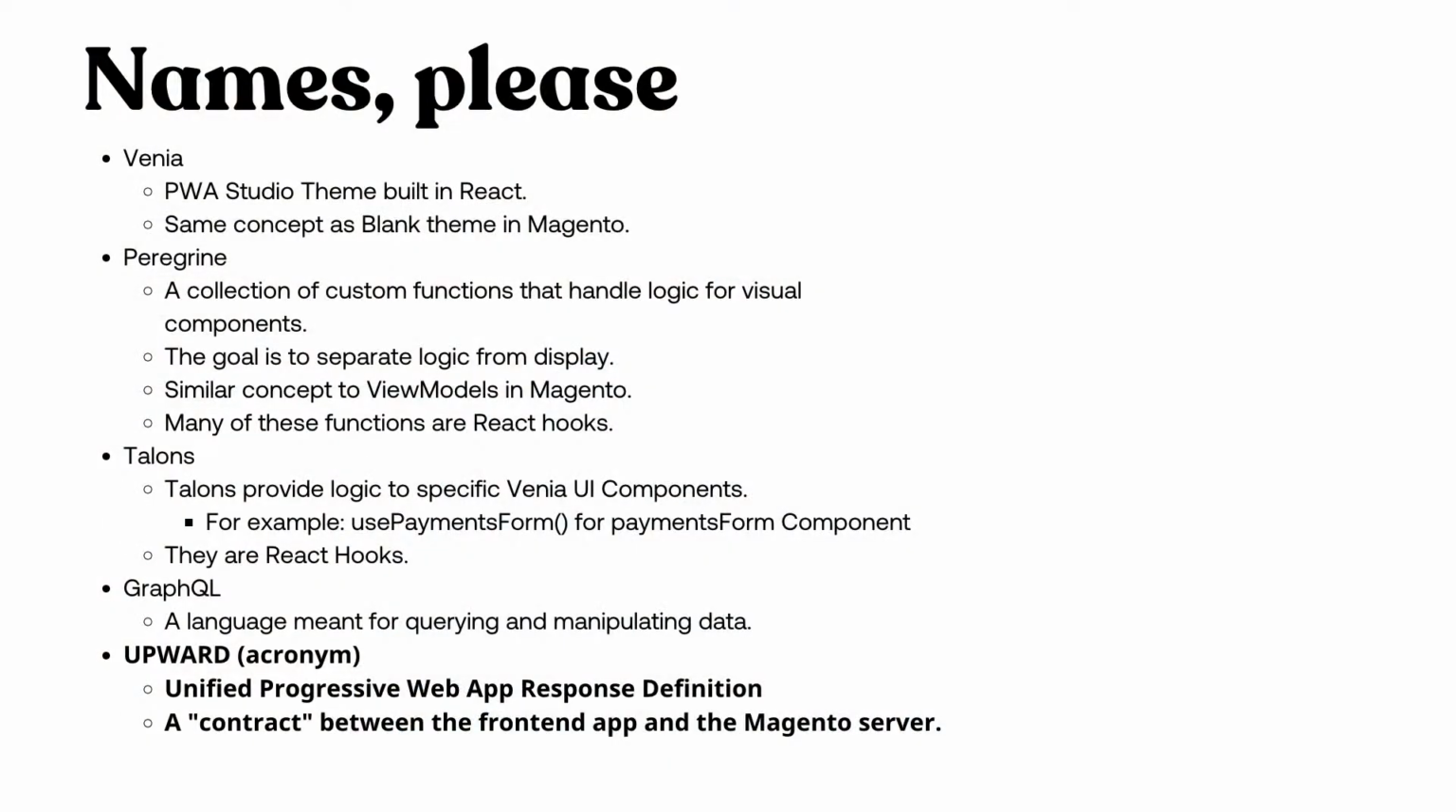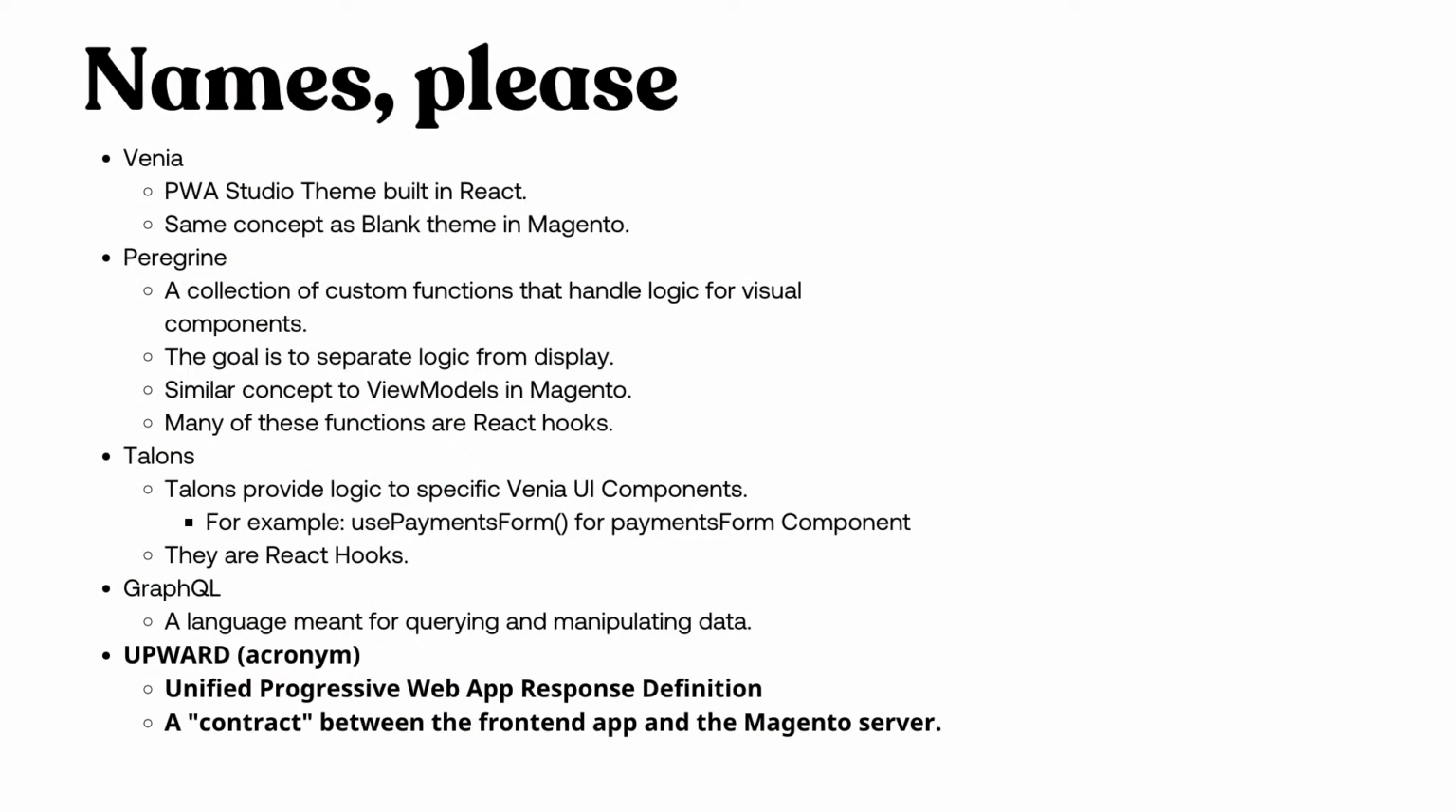So they are used to provide information to components, and I would liken them to view models. But generic view models, they're not designed to be tied to a specific component. They are generic, and they are mostly React hooks. Most of them are, not all of them, but a lot of them are. And again, the goal is to separate logic from display.